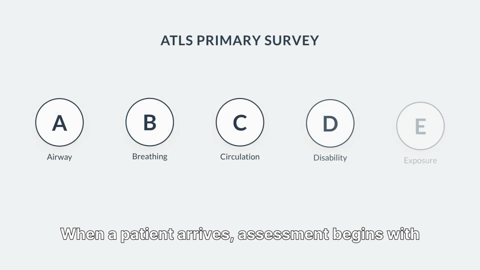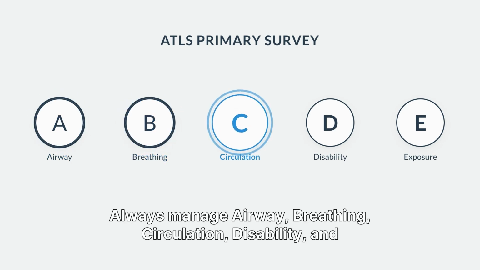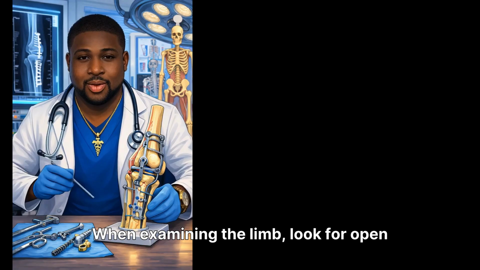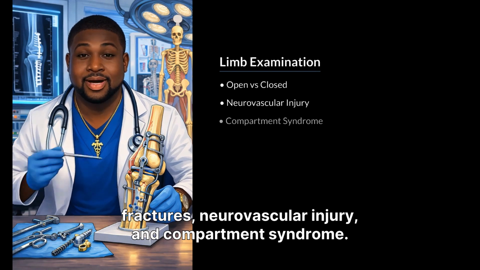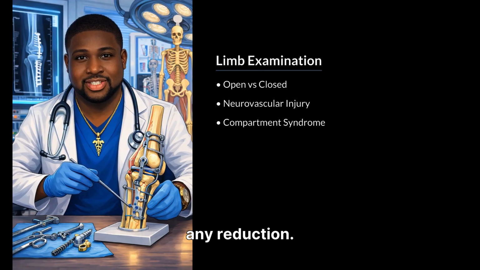When a patient arrives, assessment begins with ATLS. Always manage airway, breathing, circulation, disability, and exposure before focusing on the limb. When examining the limb, look for open fractures, neurovascular injury, and compartment syndrome. Documentation is critical both before and after any reduction.